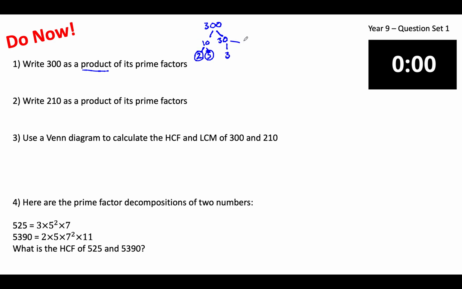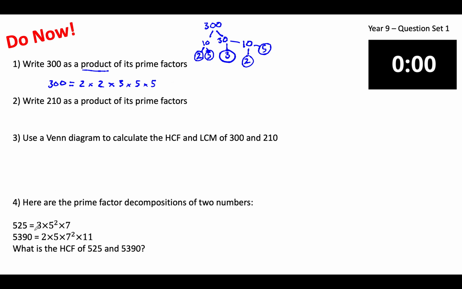How about 3 times 10 would make 30. 3 is a prime number, so circle it. And then 10 would be 2 and 5, both of which are prime. Now once you've finished all your branches, you write your number equals, and you write all of these down in order, multiplied together: 2 times 2 times 3 times 5 times 5.